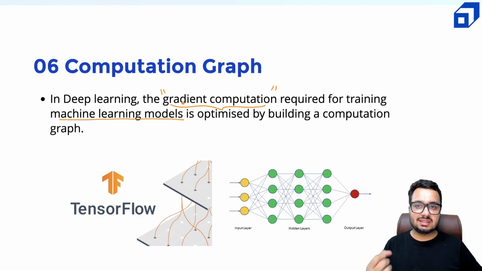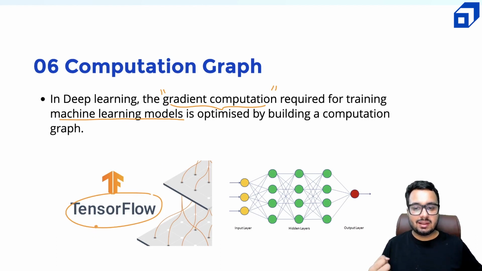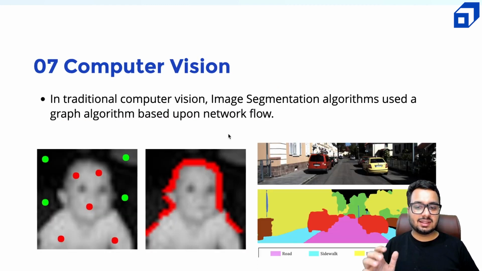Okay, so these gradients are used in backpropagation to adjust the model parameters, and the way these libraries like TensorFlow and PyTorch work is they build a computation graph of these gradients so that the computation can be optimized. So you do not need to worry about how to construct the graph. Libraries like TensorFlow and PyTorch automatically do it for you. Again, this is inspired from the idea of graphs itself.